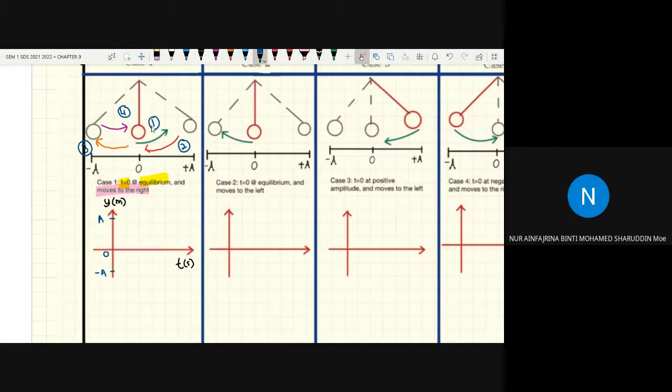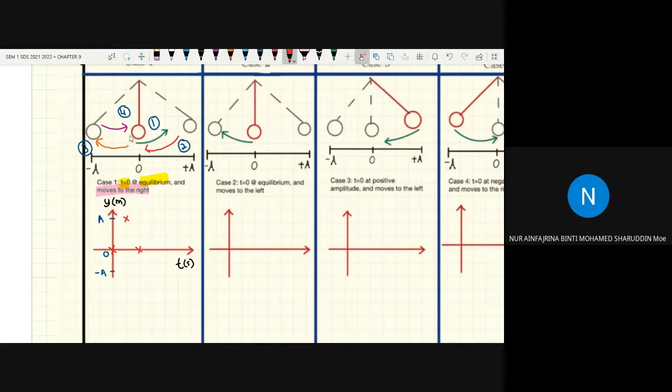Okay, let's start. Look at number 1. So, the object starts at equilibrium. Jadi tanda dia dekat equilibrium. Lepas dekat equilibrium, dia pergi mana? So, dia pergi dekat maximum positive amplitude. Okay, so you tanda je dekat sini, positive amplitude. Okay, then dia return to equilibrium.